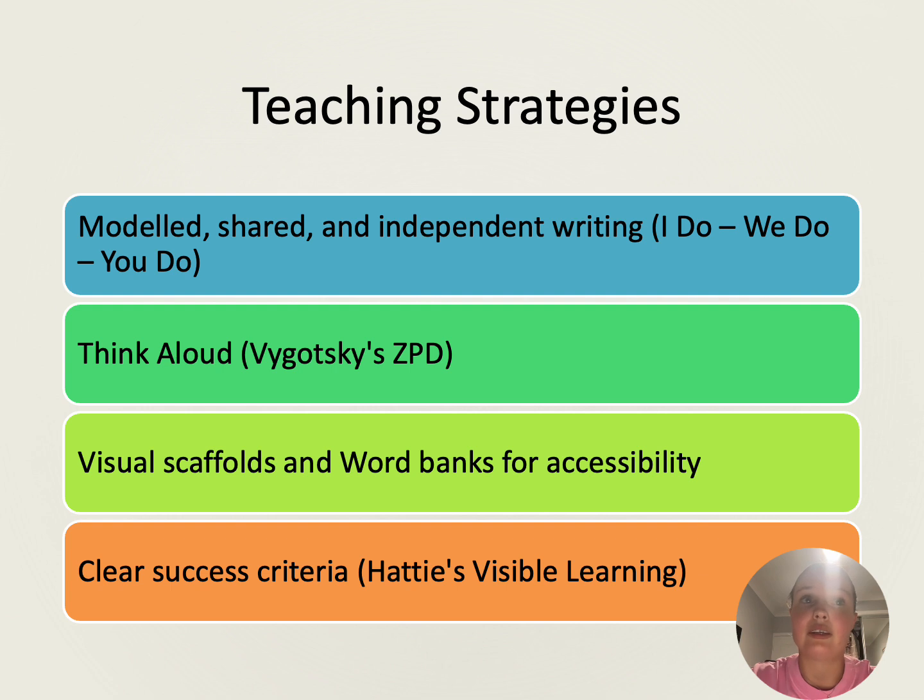Shared writing allows students to co-construct a persuasive paragraph, reinforcing the text structure and encouraging collaboration. During independent writing, students use a scaffold that helps sequence their ideas. Word banks, visual cues, and planning scaffolding ensure access for all. Throughout the lesson, the success criteria based on Hattie's visible learning is explicitly referred to and used as a guide for self-monitoring and feedback.